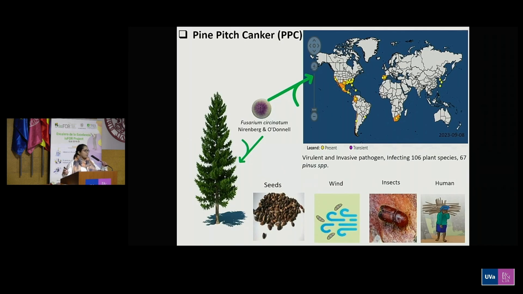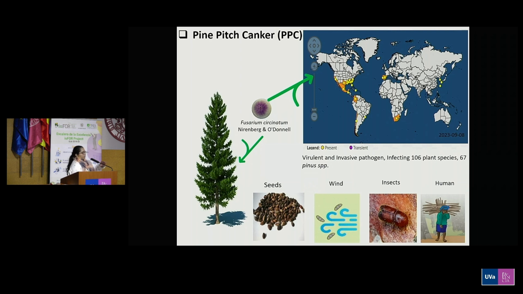Well, as foresters, we all know about pines, and you know that pines are very important for many purposes, for timber production and also for economic purposes. So for this, we need to focus on how to control the different diseases which happen in pines. One of the most important pathogens on pine is Fusarium circinatum.